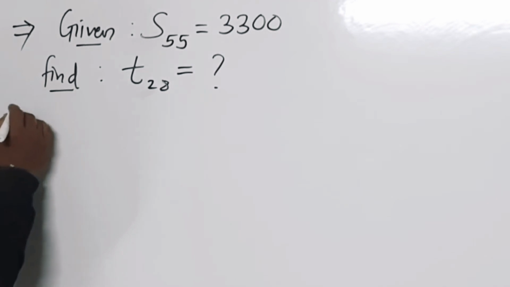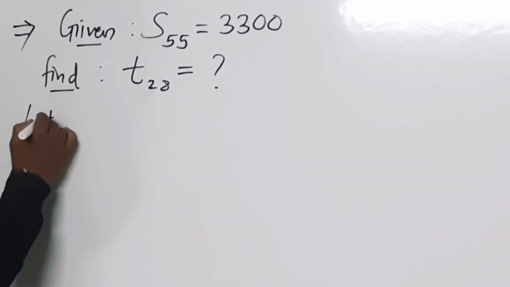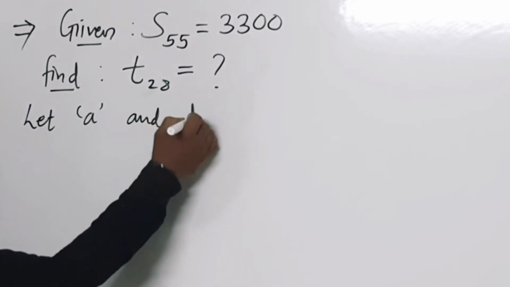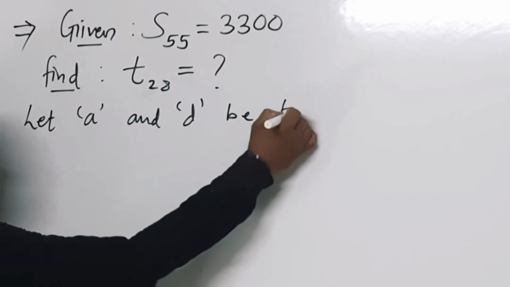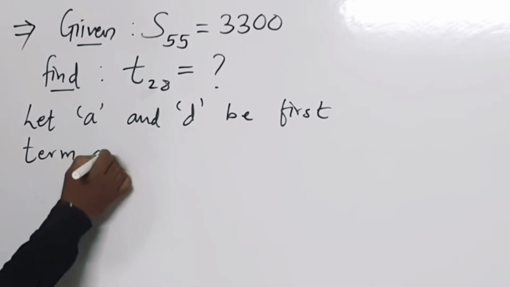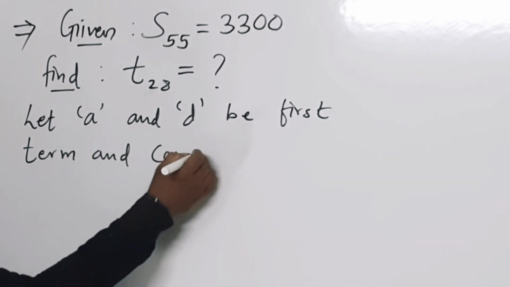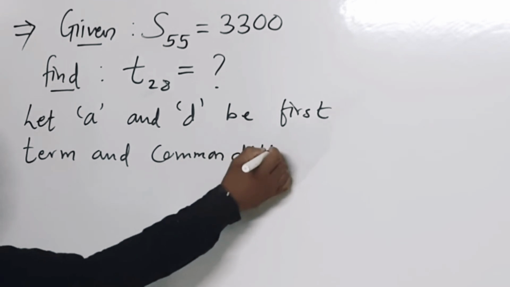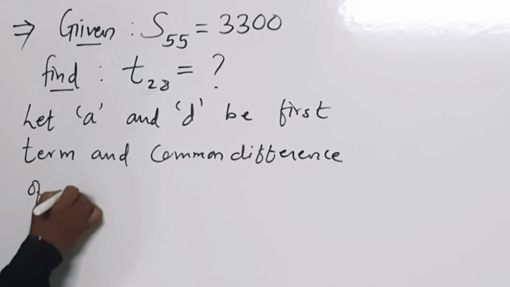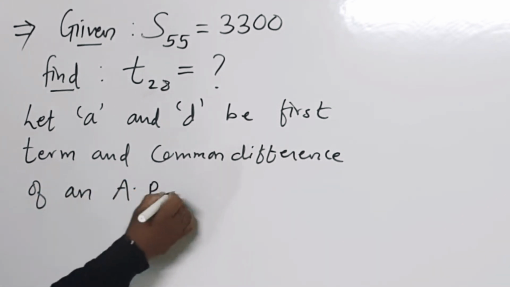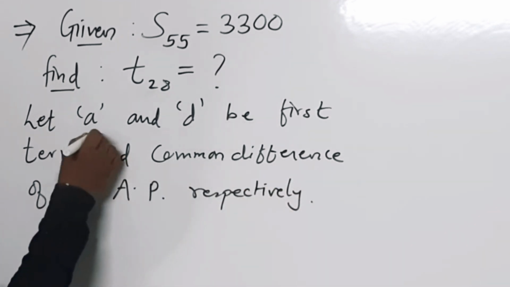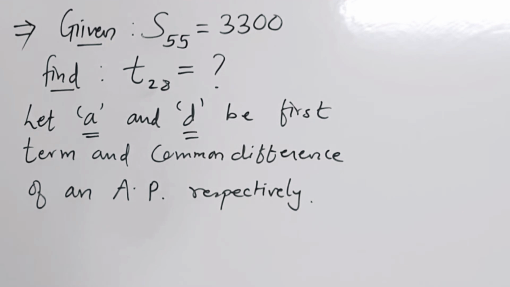So now let us consider, let A and D be the first term and common difference of an arithmetic progression AP respectively. Let A be the first term and D be the common difference of an AP.